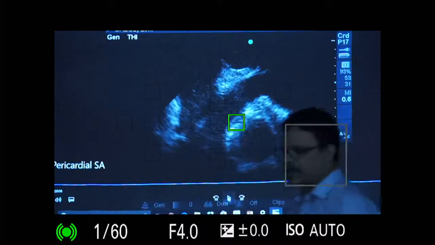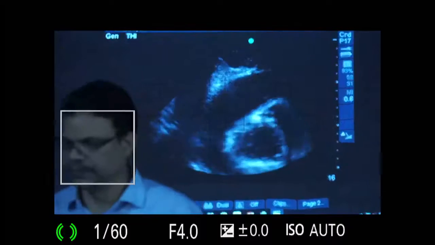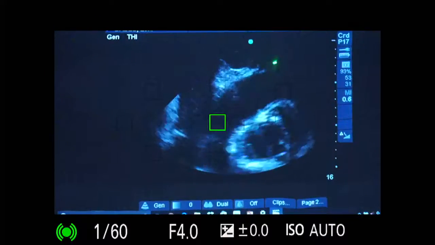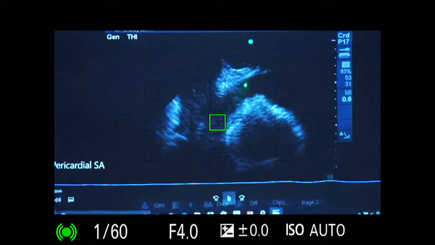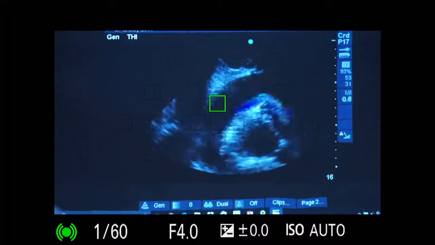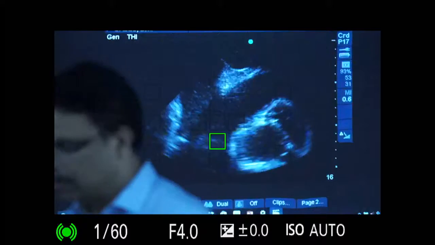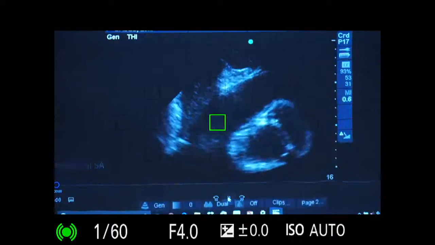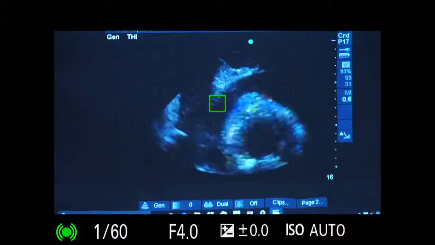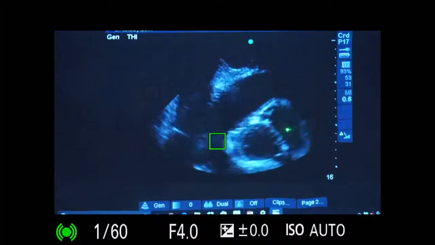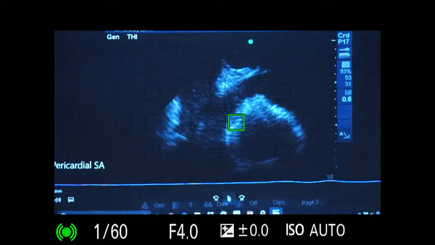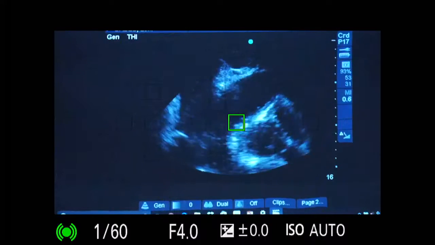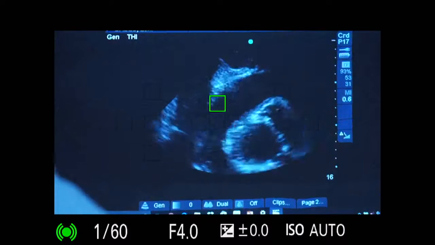Which one, show it in a D shape? No, that is not the sign of tamponade. Yes, yes, sir. This one is the upper one. Not D shape. D sign is not a feature of tamponade. You want to add? Right ventricle is collapsed. Yeah. Which is the right ventricle?